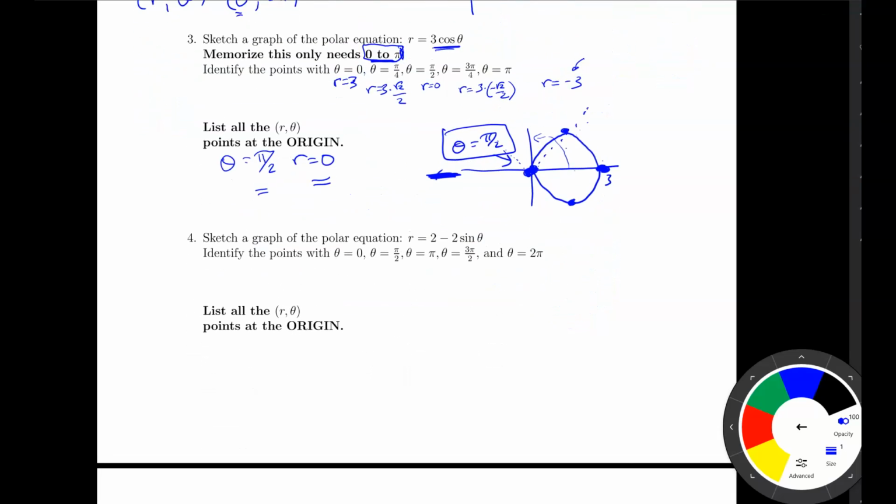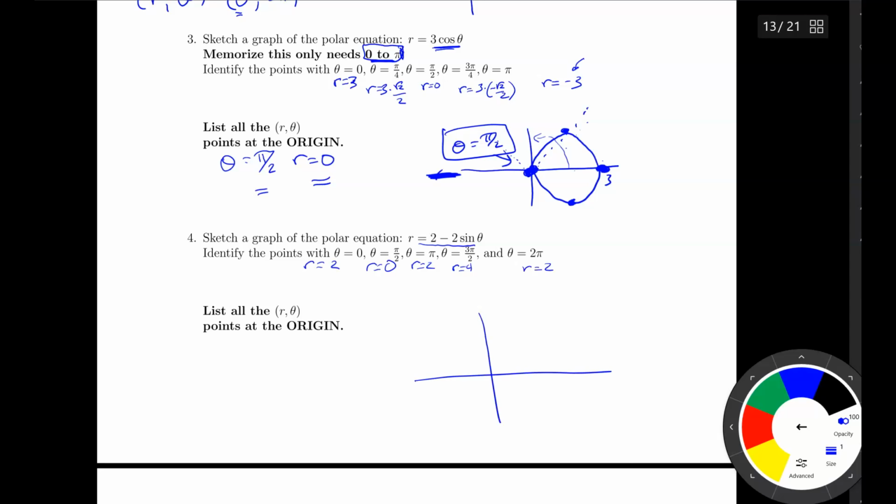Let's finish this last one. Okay, so r equals 2 minus 2 sine. Let's figure out what r is when angle is 0. That's going to give me r equals 2. When I put in angle pi over 2, that's going to give me r equals 0. Angle pi, I'll get r equals 2. Angle 3 pi over 2, that'll give me r equals 4. And then put in 2 pi, I get r equals 2.